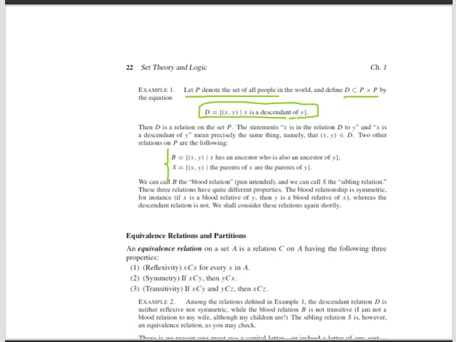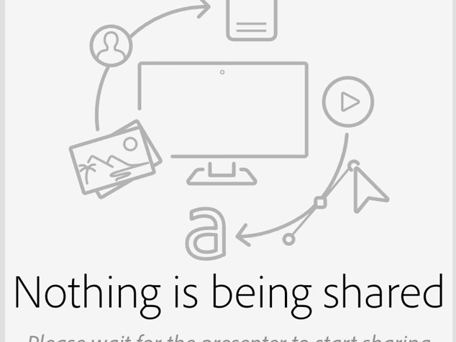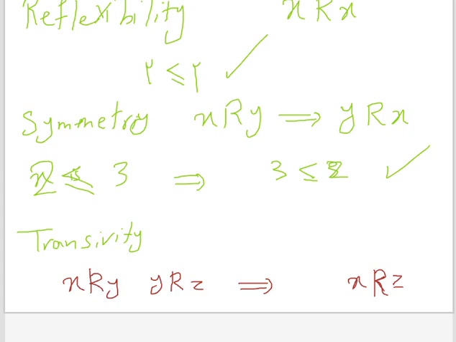However, there are equivalence relations. What does it mean? An equivalence relation on a set is a relation that has three properties: reflexivity, x has a relation with x; symmetry, if x has a relation with y, then y has a relation with x; and transitivity, if x has a relation with y and y has a relation with z, then x has a relation with z. I explain it here.